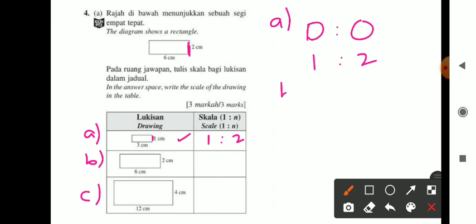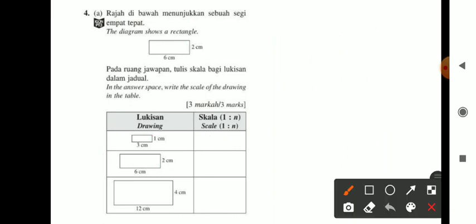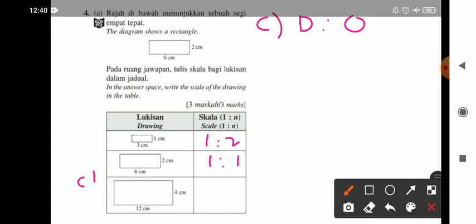Question B. Drawing 2 cm, originally it is also 2 cm. So change it to 1 to 1. Okay, so this is B, 1 to 1. Next, C. This is 1 to 2. This is 1 to 1. Drawing to original. C.